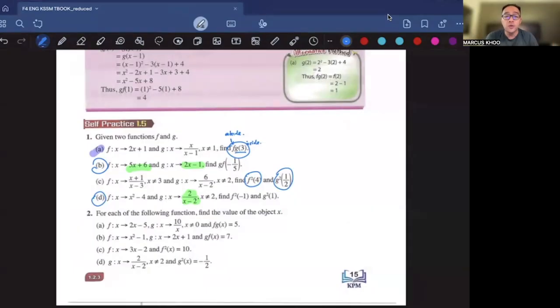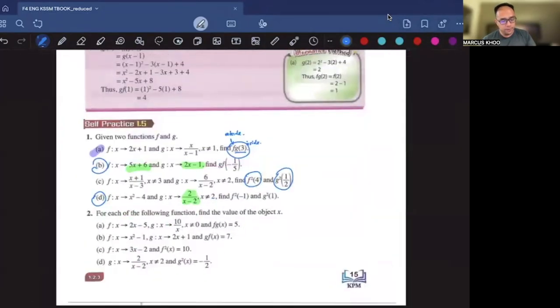Okay, let's move to question 2. Question 2 says, for each of the following functions, find the value of the object x. They give you the f(x) and the g(x), and then they give you the composite already, the final answer for the composite. So let's start with the first one.